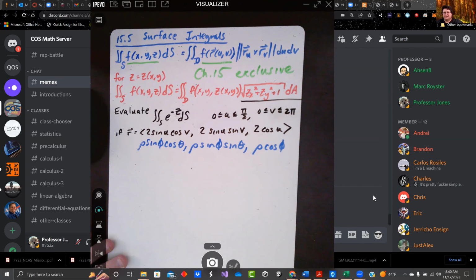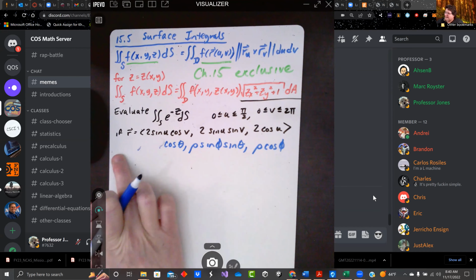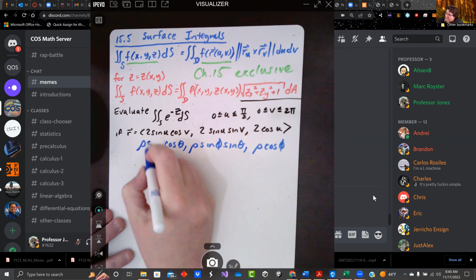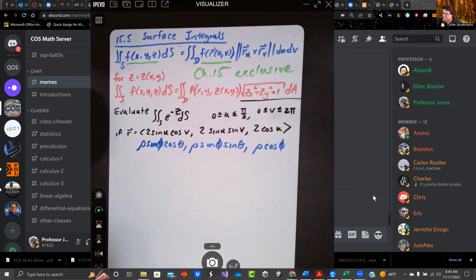The only difference here is rho equals 2. It's a sphere, right? Sneaky, huh? Maybe I'll leave that up. It's good to think ahead, or good to make connections where you can, but we're not going to use phi and theta.